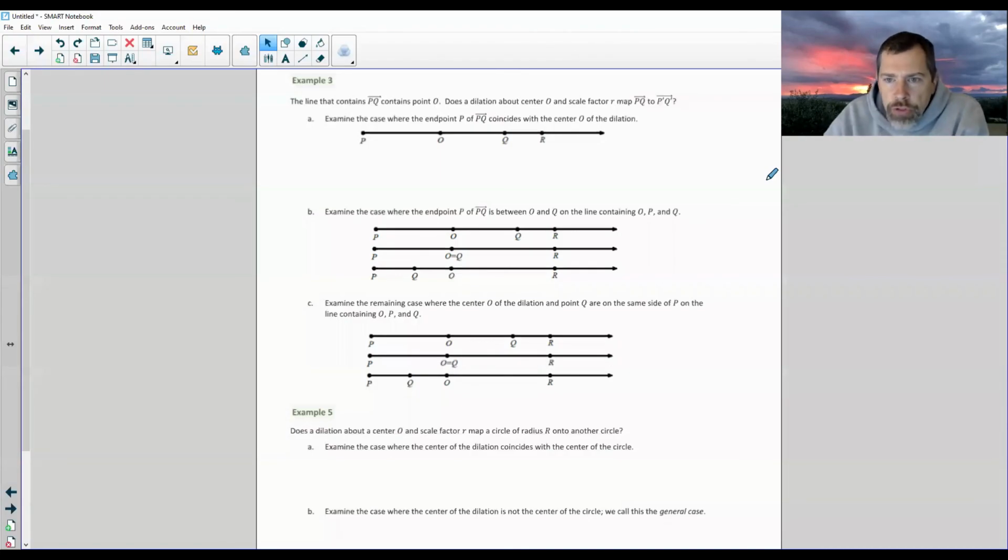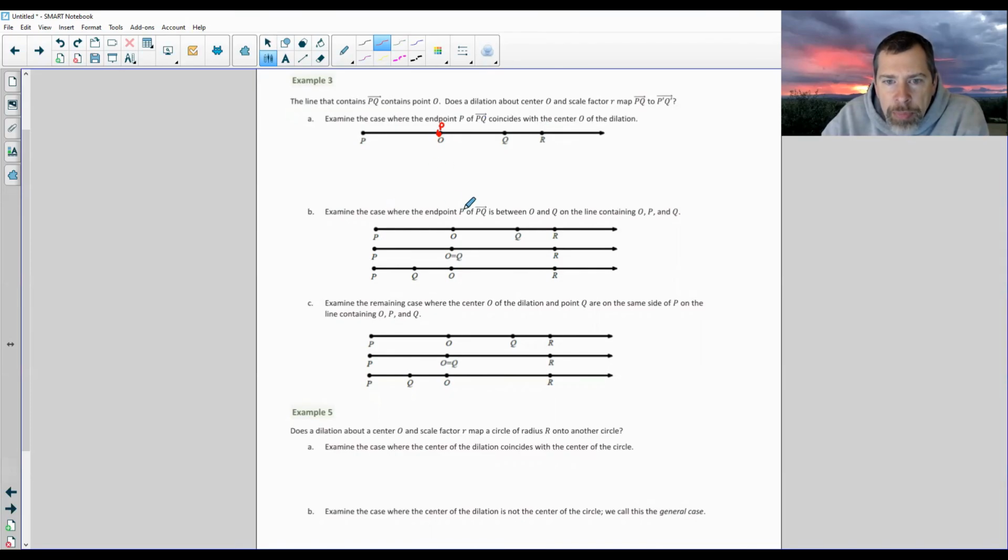Okay, so I covered the first 2 up for this one because what they're talking about is the first situation. It says examine the case where the endpoint P of PQ coincides with the center O. So what they're saying is it would be this line here, but P would be right here with O. So this is also P. P is not down here anymore, P is here. What would happen there? It would map OR onto itself, because if I dilate OR and O is equal to P, no matter what R is, OR would just be OR.